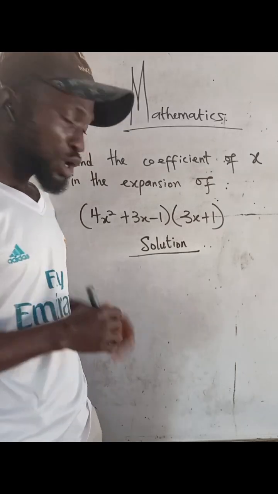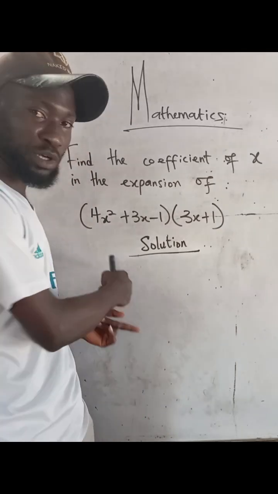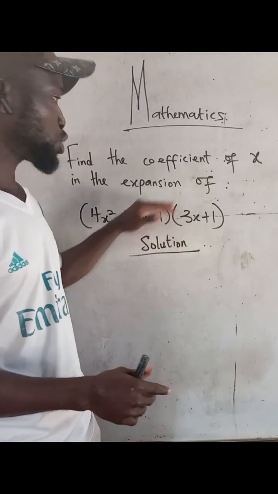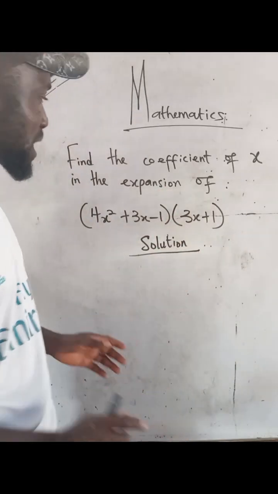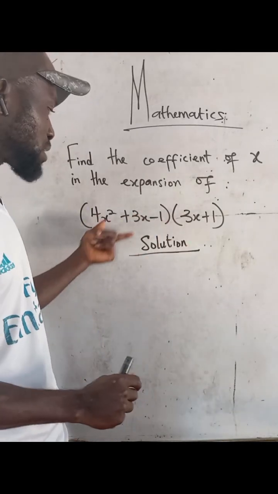If you look at me very well, what is directly standing close to me is this board. So my coefficient is this board. So anything that is standing close to x in this particular solution is what we call the coefficient of x. Now, first, what do we do according to the question, in the expansion of this? We first need to expand this.